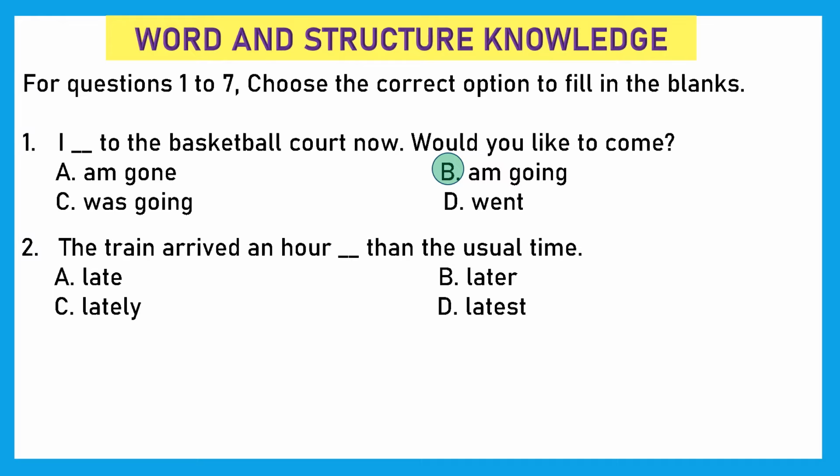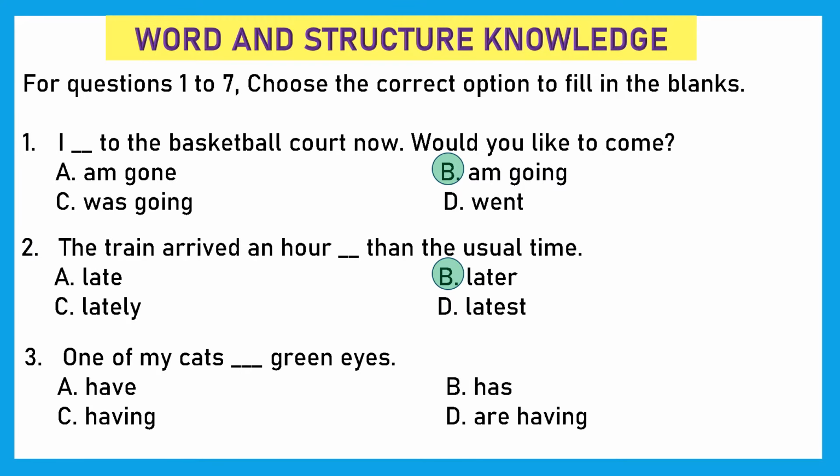Question 2. The train arrived an hour dash then the usual time. Late, later, lately or latest. Here we are comparing with the usual time, so we will use the comparative degree over here. The comparative degree is later. Option B is the right answer. The train arrived an hour later than the usual time.